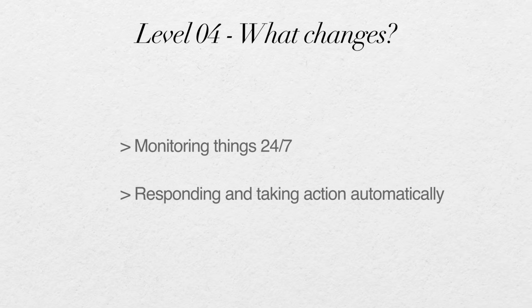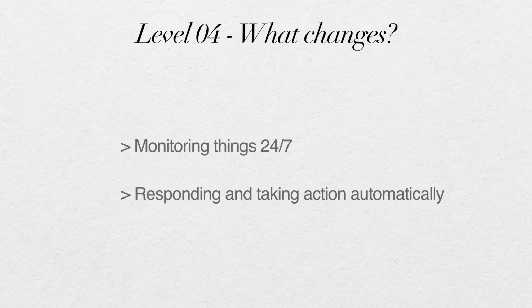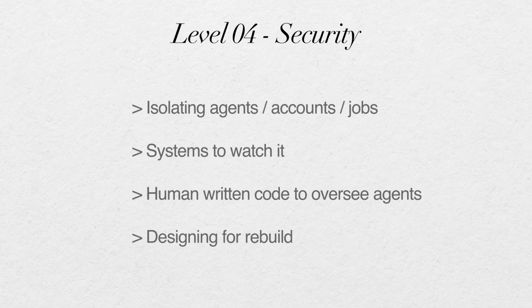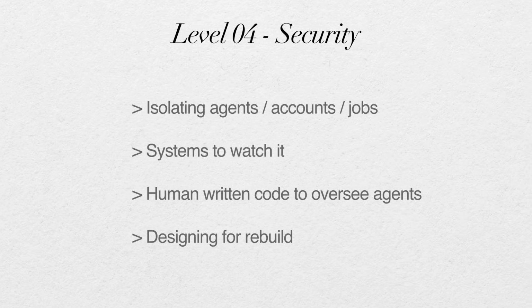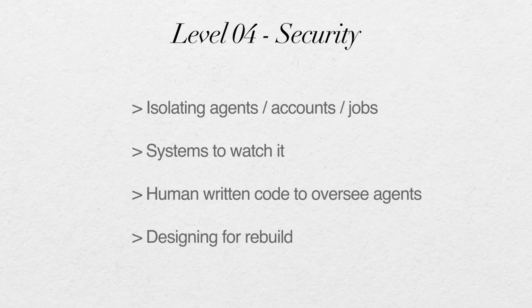So what changes at level 4? This is where OpenClaw is monitoring things 24/7, and it is responding and taking action automatically. It's like it's operating without supervision, but there is supervision because you put guardrails in place. Now, for security measures, this is where it gets really, really important. When it is taking automated actions, you need to have things set up correctly so that it can't go terribly wrong. So what people are doing here is, first of all, you're isolating it. It has its own accounts. It doesn't have access to any of your stuff. So it has its own Gmail account. It has its own HubSpot account. It can't go in and delete all of your personal things that you've put there before. You have systems to watch it.